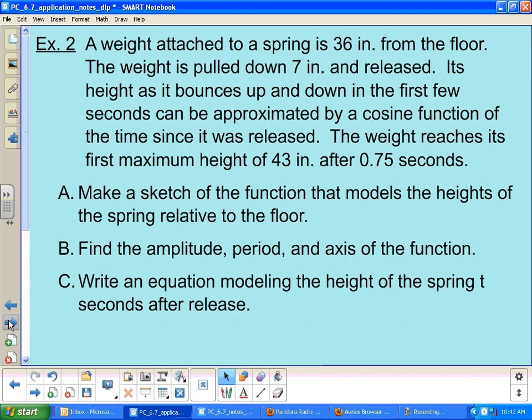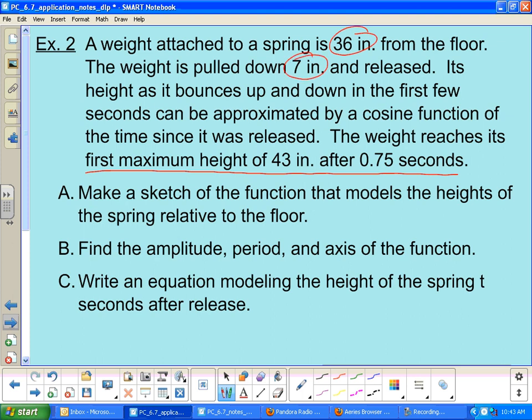Okay, now notice how long it took to do this. Once we pulled the spring down and we let it go, it got to its maximum height 0.75 seconds after we let it go. All right, so all of this information right here, that one, and the one I just underlined, is going to help me draw my diagram. So let's do that first. Let's draw the diagram. Everyone got those numbers in their head?